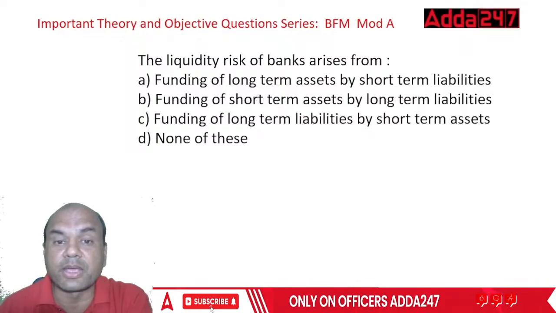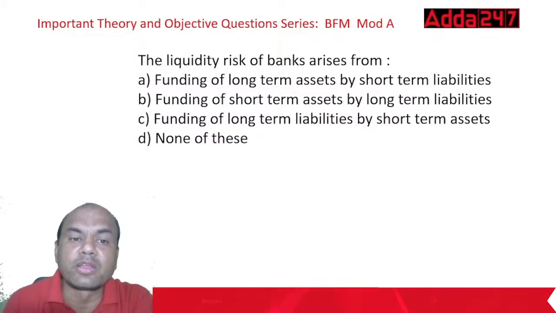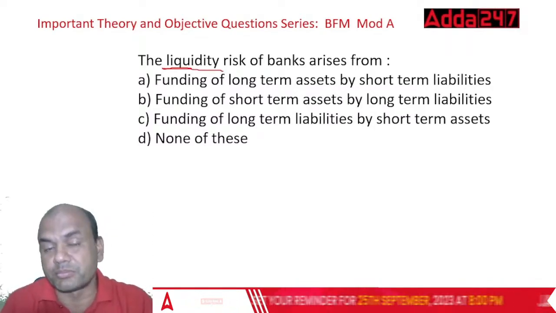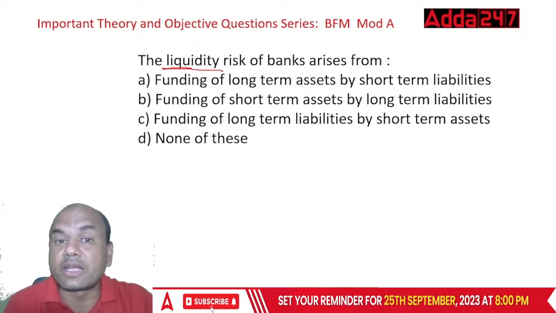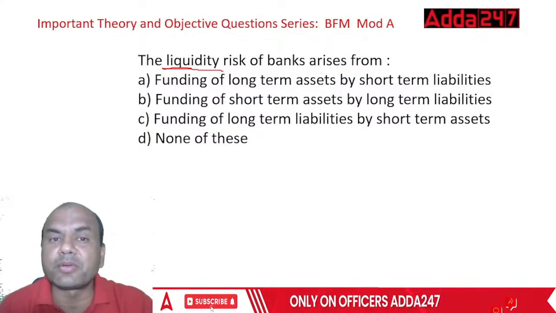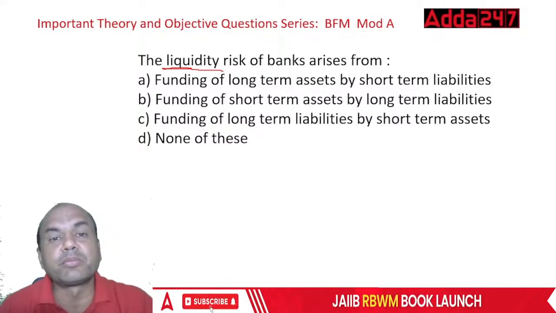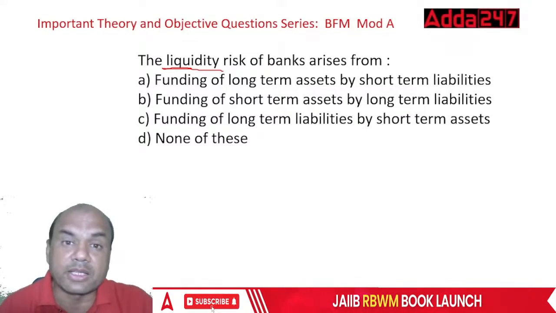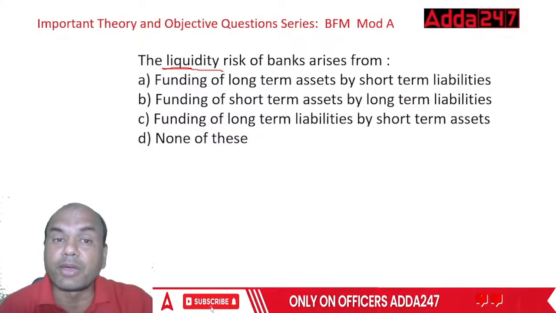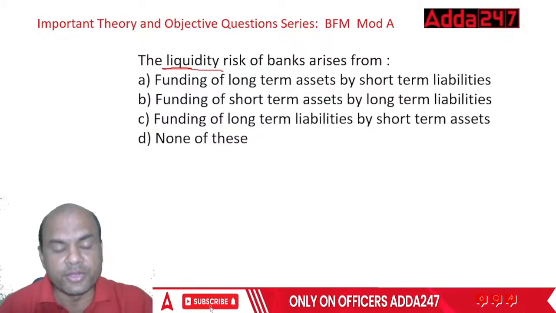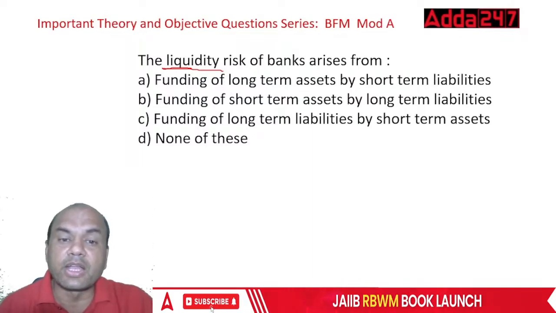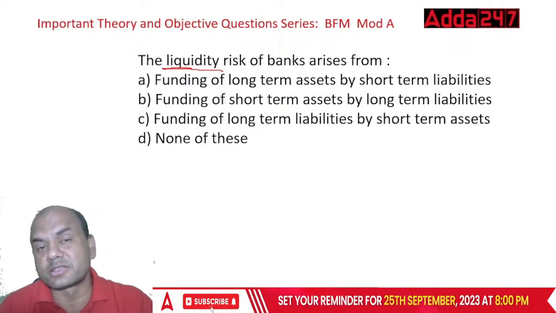The liquidity risk of the bank arises from. So liquidity risk of the bank, of any bank. Liquidity means what? What do you mean by liquidity risk? It means that I don't have money at the right time. That is very important. Whenever I have to pay my EMI, I don't have money. That is a liquidity risk. Same thing about the banks also. Bank has to pay some bond holder, and at that time the bank doesn't have the money. That is liquidity risk. If some depositor comes for withdrawal, the bank doesn't have money. That is a liquidity risk. So this liquidity risk of the bank arises from number 1, funding of long-term assets by short-term liabilities.